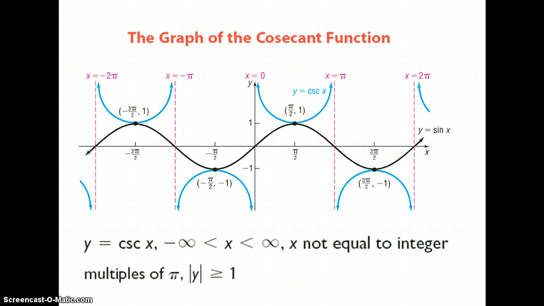So the cosecant, I want to point this out. The easy thing about this one is we know that it's a reciprocal. Sorry, let me back up. I look here. Cosecant of x, we know that's the reciprocal of the sine.